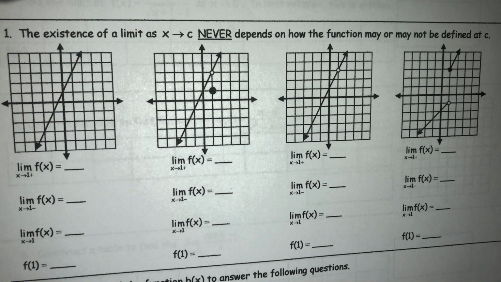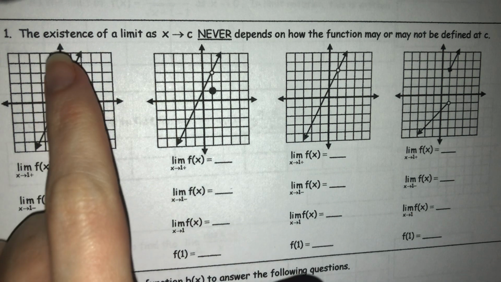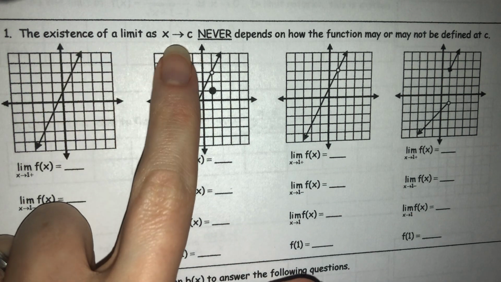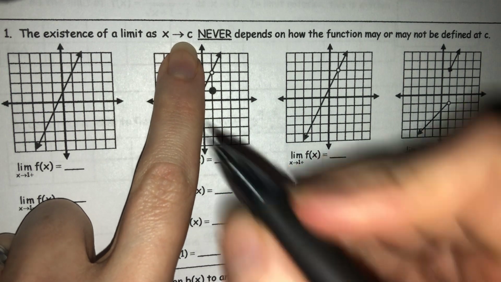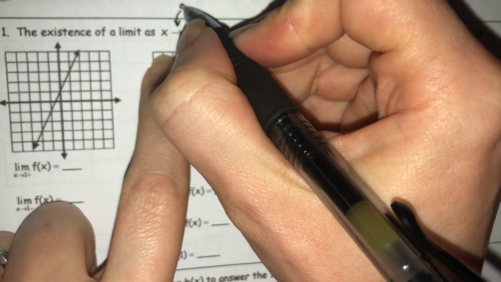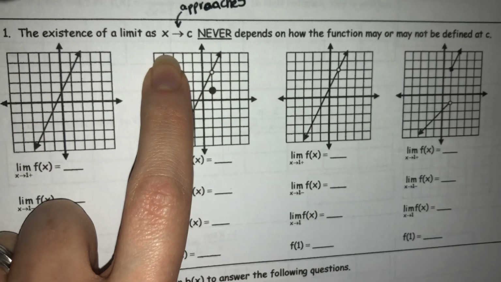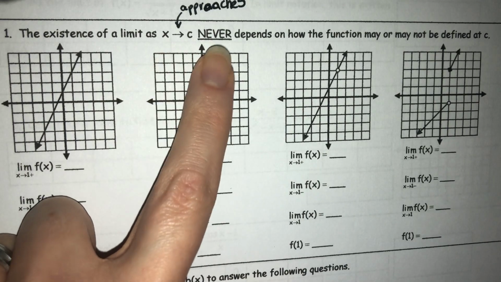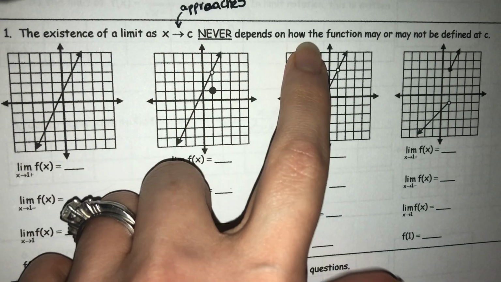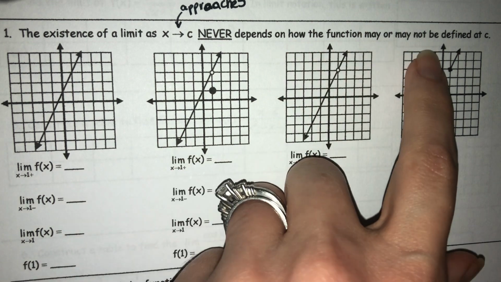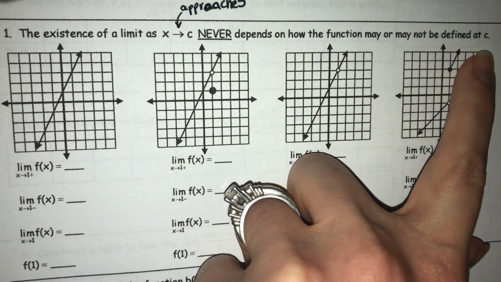And now we are going to look at problem number 1. Now, this is a lengthy problem. There are a lot of parts to problem number 1. It says the existence of a limit as x, and this arrow is red, approaches. So whenever you see that, you're going to say, oops, approaches. So as x approaches c, never depends on how the function may or may not be defined at c.